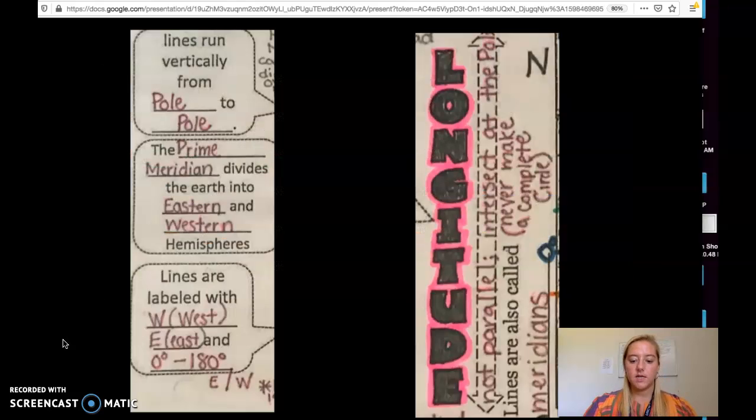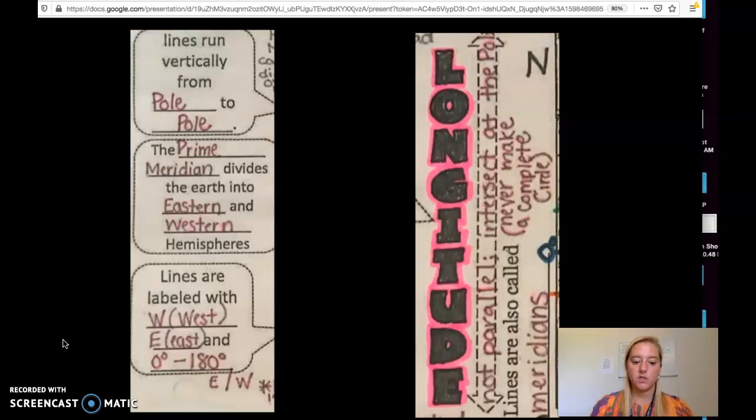If we switch gears now to lines of longitude, lines of longitude run vertically from pole to pole, so vertically from northern pole to southern pole. The prime meridian divides the Earth into your eastern and western hemispheres. Hemi, again, means half, sphere means round, half of a round ball is a hemisphere. Half of the Earth is a hemisphere.